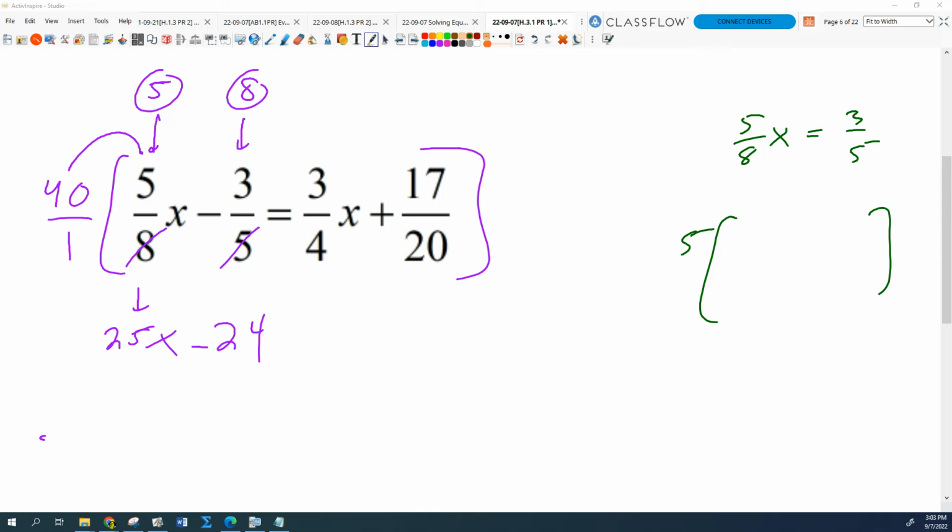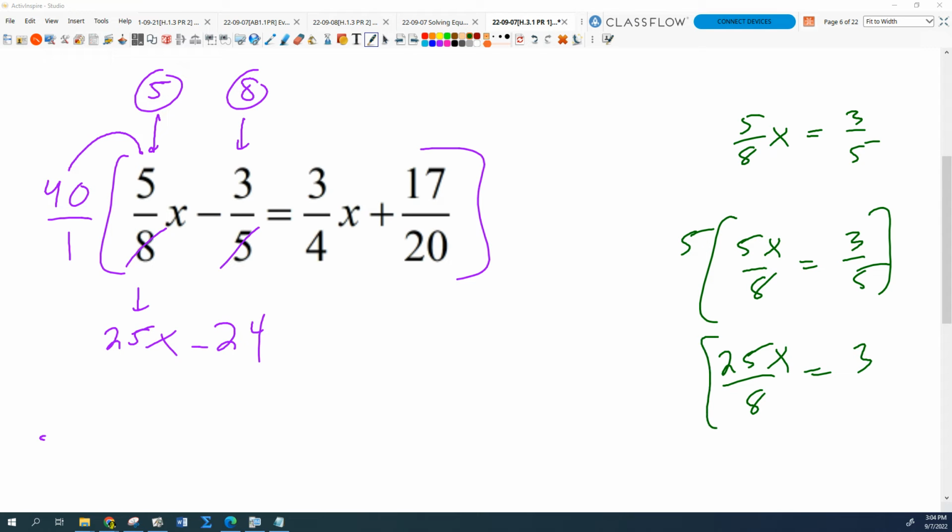If I distribute a 5 all the way through this, I can just put that x up in the numerator with the 5, couldn't I? Right? So 5x over 8 equals 3/5. Well, what's going to happen? When I distribute that 5, I'm going to get 25x over 8 equals 5 times 3/5 is just 3.